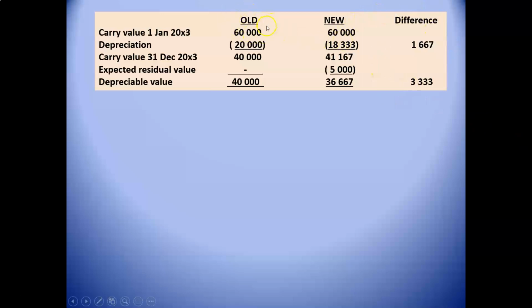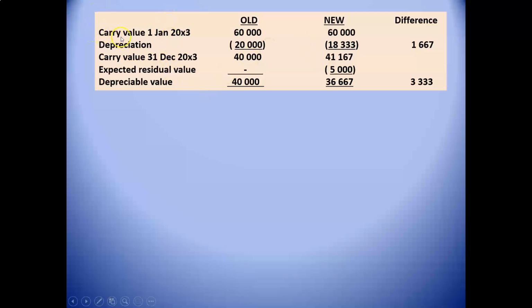The old method is the way that you have done in the past. Now you're going to carry on with that in the current financial year, although you're not going to record that. But you need these figures in order to do your disclosure. So therefore, we're going to carry on with the old method. The new method will obviously affect the change in estimate.